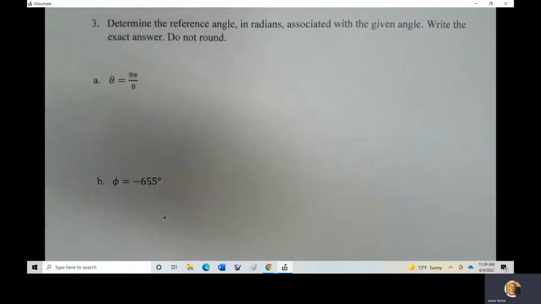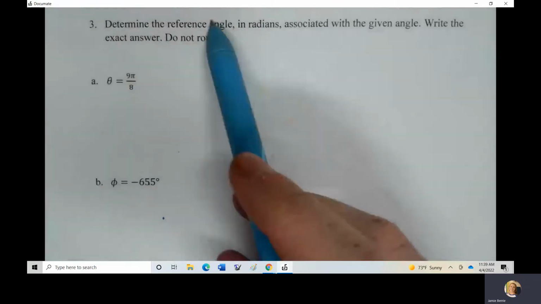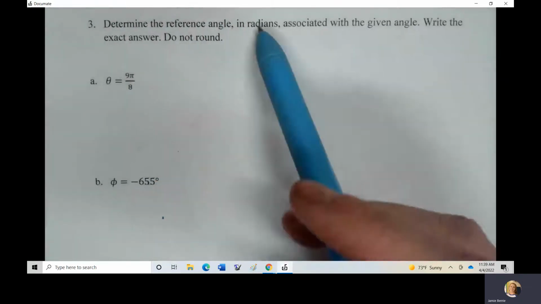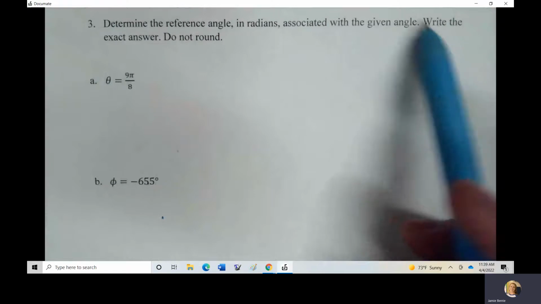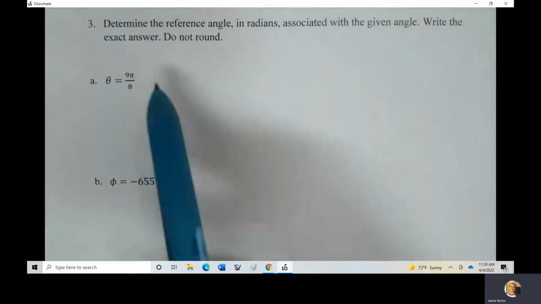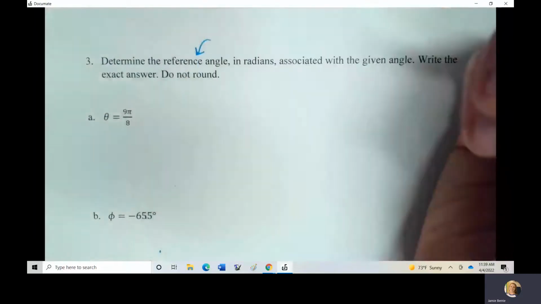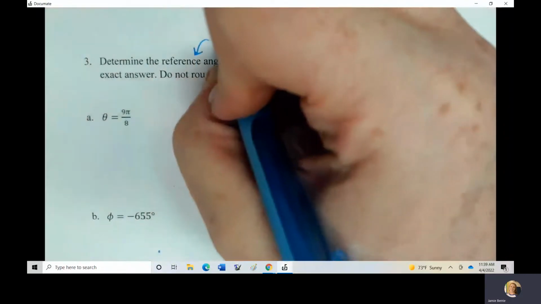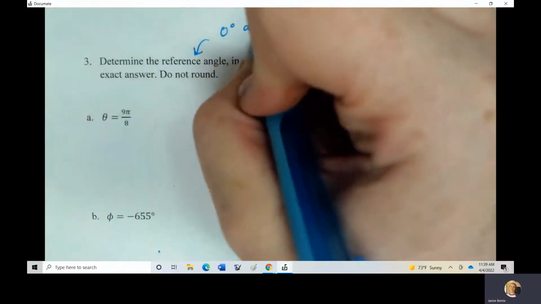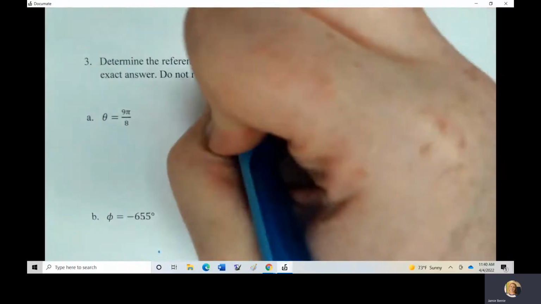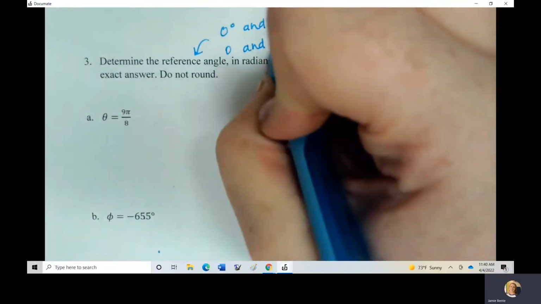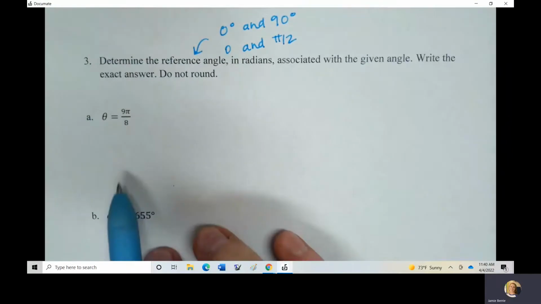All right, so determine the reference angle. It says in radians. We'll do radians for this first one, degrees for the second one. Associated with the given angle, write the exact answer. Do not round. And just an FYI, we know that this reference angle should either be between 0 degrees and 90 degrees or between 0 and pi over 2 if we're in radians, like on the first one.